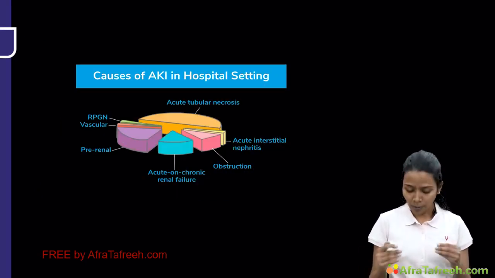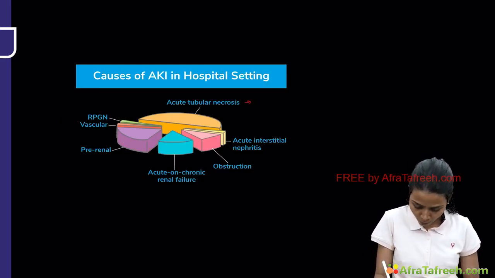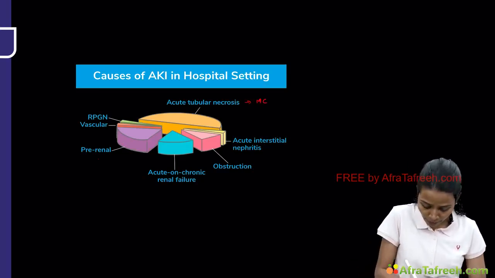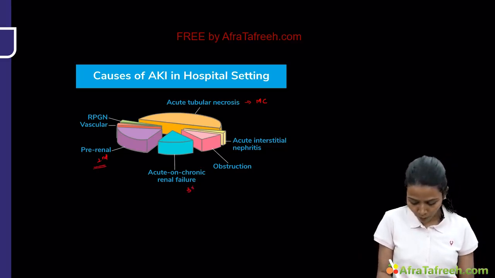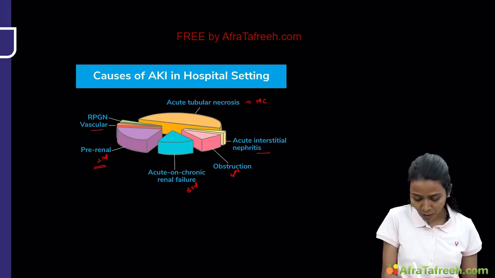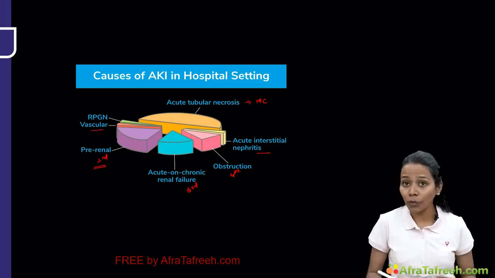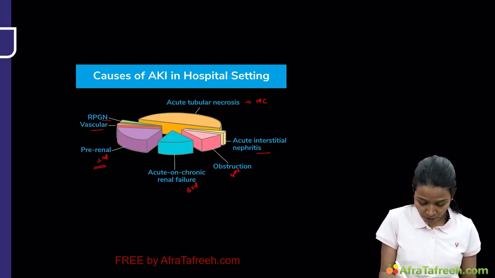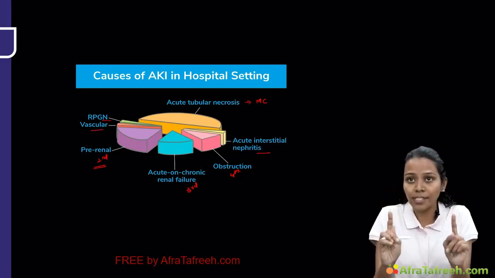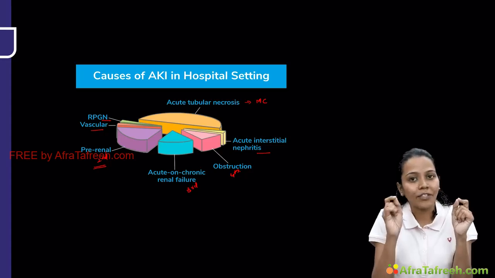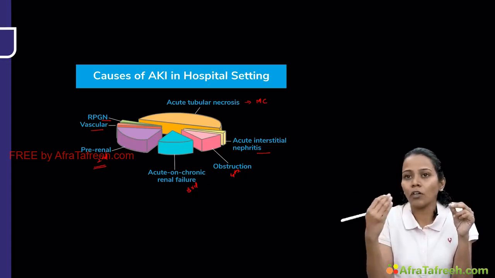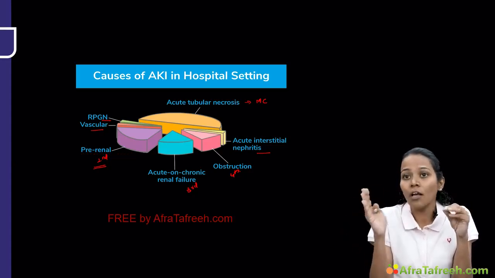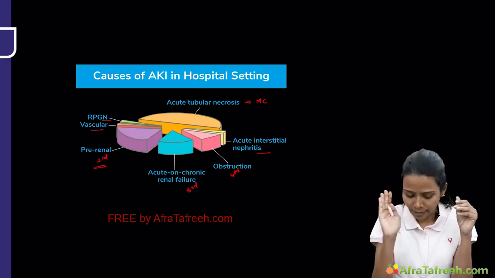Now in the hospital setting, what are the causes? Here you can see the most common cause is acute tubular necrosis, followed by pre-renal, the second most common cause. After this, you see acute on chronic kidney disease and obstruction. Acute interstitial nephritis or vascular causes like renal artery thrombosis and atheroembolism are rare. Even RPGN is a rare entity. So remember, in the hospital setting, the most common cause of AKI that we notice is acute tubular necrosis, followed by pre-renal, which can be because of hypovolemia, cardiorenal syndrome, or hepatorenal syndrome, followed by acute on chronic kidney disease.